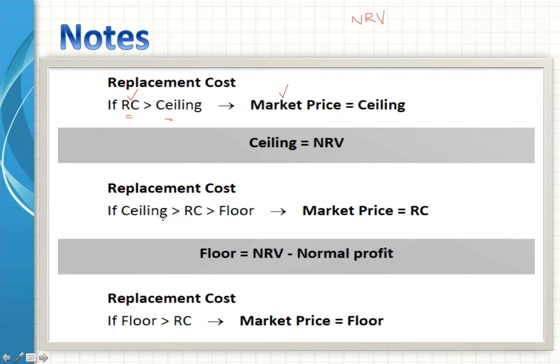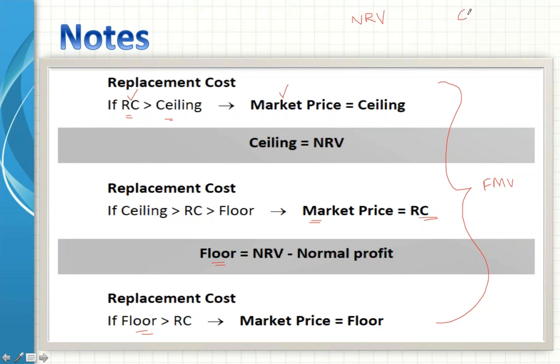If ceiling is greater than RC and RC is greater than floor, our current market price will be replacement cost. That is, floor means NRV minus normal profit. Whereas if floor is greater than replacement cost, our market price will be floor. Listen carefully. From any of these, you are going to find out fair market value.